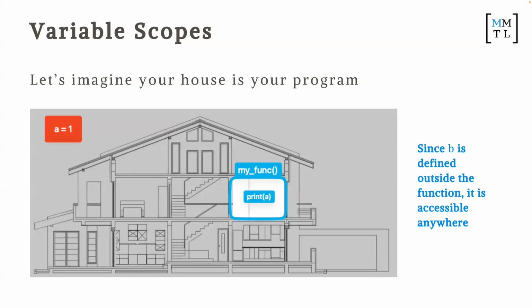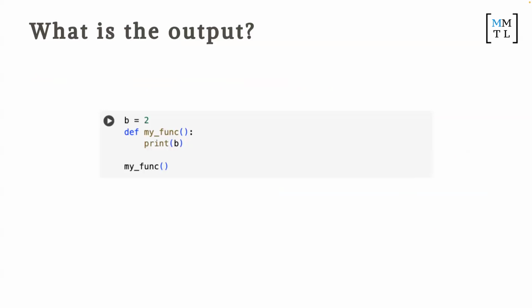So what about this? B is equal to 2, and then we print B. And then we call myfunc. So that's the definition, and this is myfunc. Will we print it here? 2, hands up for 2. Hands up for nothing.